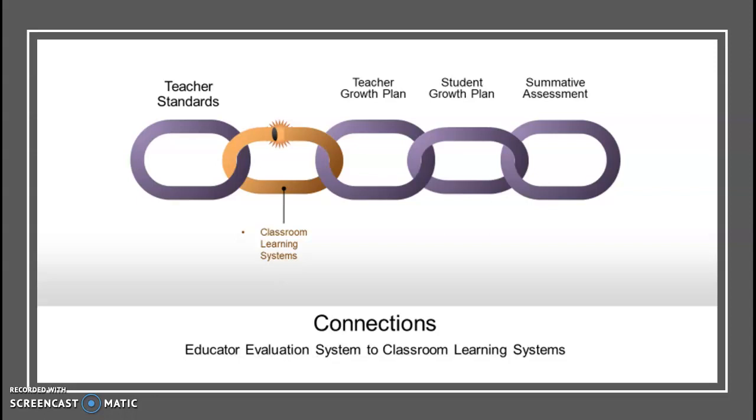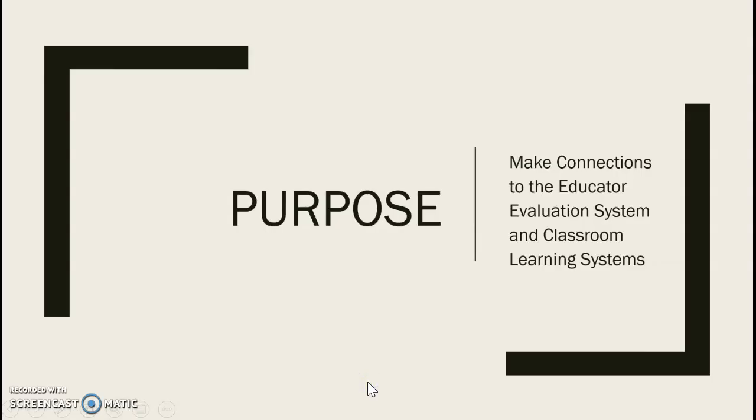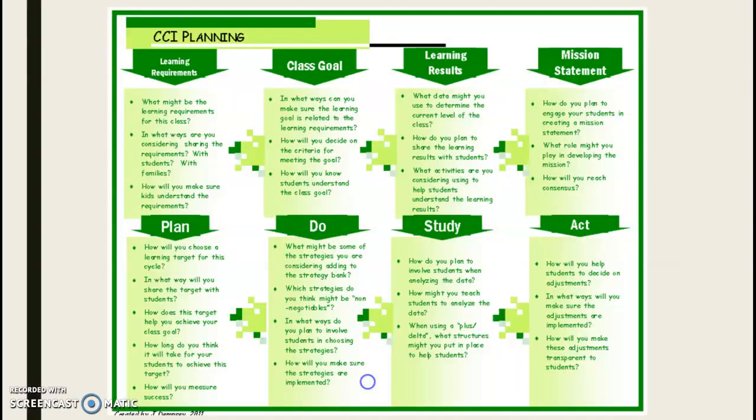This part of the presentation will discuss the connections between the educator evaluation system and classroom learning systems. The purpose of this presentation is to really help you see the connections between the teacher standards that are used in the educator evaluation system and the components of classroom learning systems.